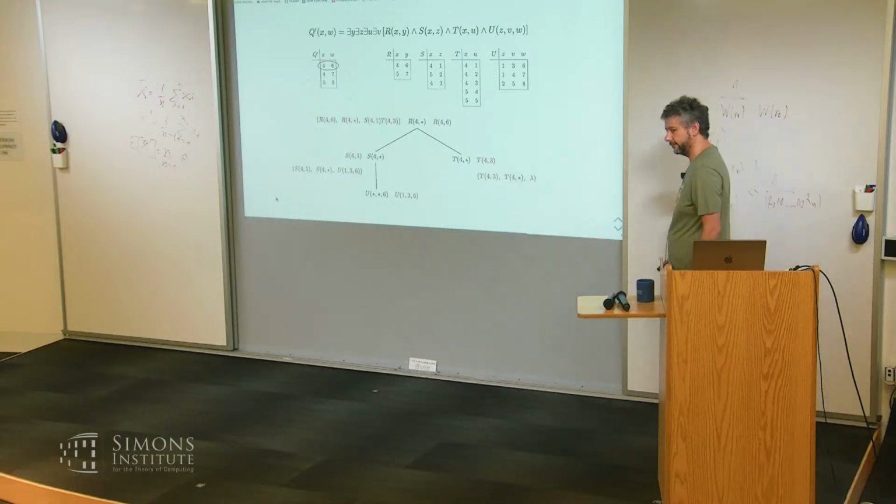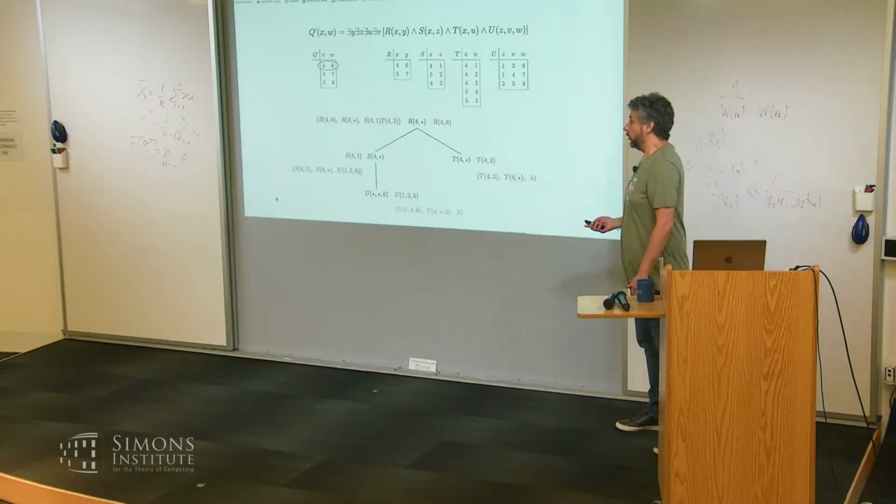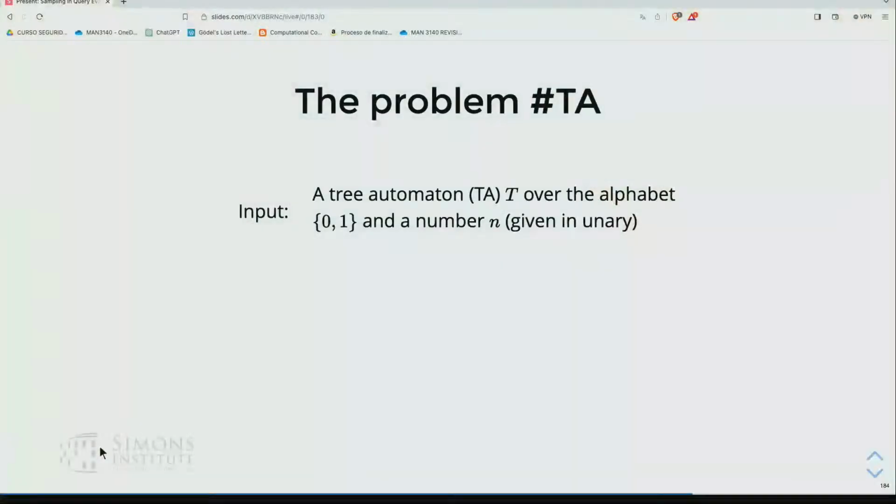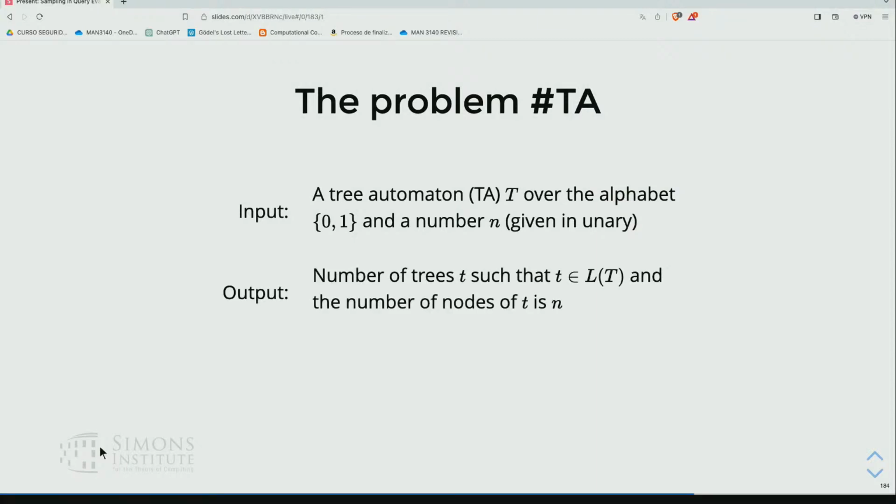Yeah, you're right. Okay, so I have very little time, so let me show you this connection. For tree automata, there is this problem: given a tree automaton over the alphabet 0, 1, this is not very important, it simplifies the problem, and a number n, you want to count the number of trees t such that t belongs to L of the tree automaton, so it is accepted by the tree automaton, and the number of nodes of t is n. Actually, this is the problem of counting, and you could call it the #TA problem.